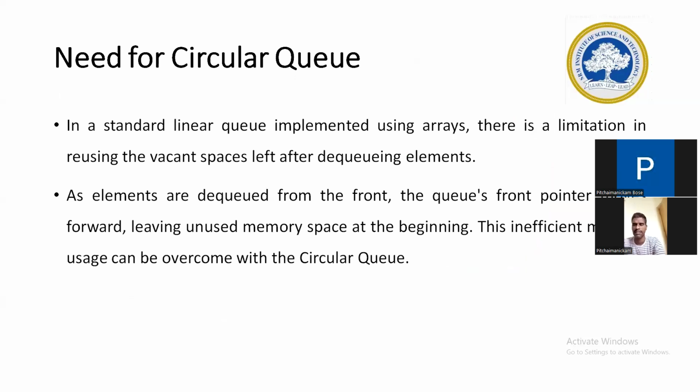Okay, so what is the need for the circular queue? A standard linear queue implementation using arrays has limitations in reusing vacant space. Normally, some 5 to 6 spaces are allocated on the queue, and we are inserting or deleting elements, and the remaining space is not properly utilized. So the main objective here is reusing the vacant space left after dequeuing an element.